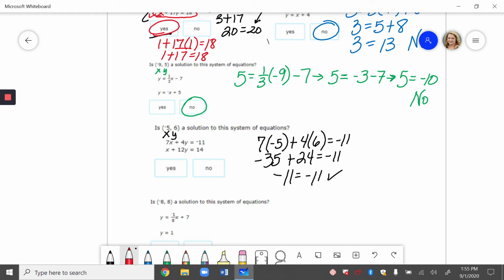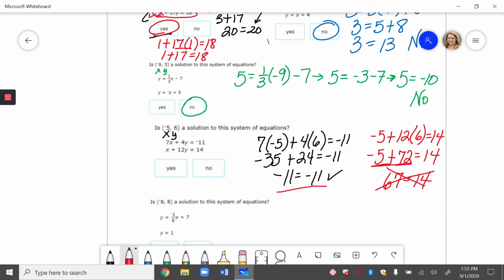So we got to do the X plus 12y. X is negative 5 plus 12 times 6 equals 14. You're going to multiply first. So 12 times 6 is 72. 72 minus 5 is 67. 67 is not the same thing as 14. So even though it worked on one, it didn't work on the other. It's not an automatic yes. It's going to be a no.